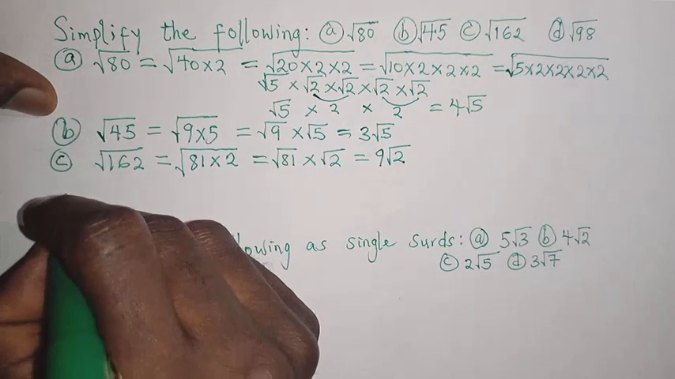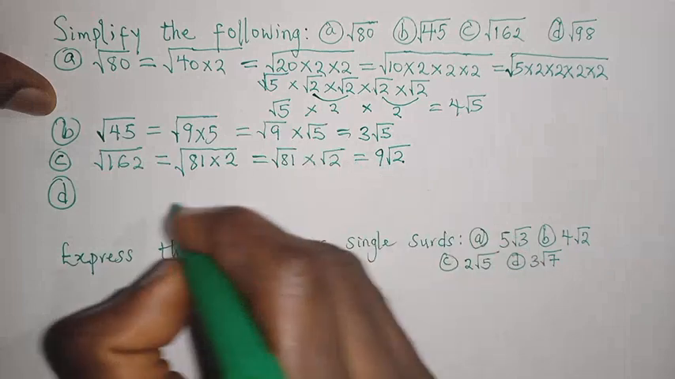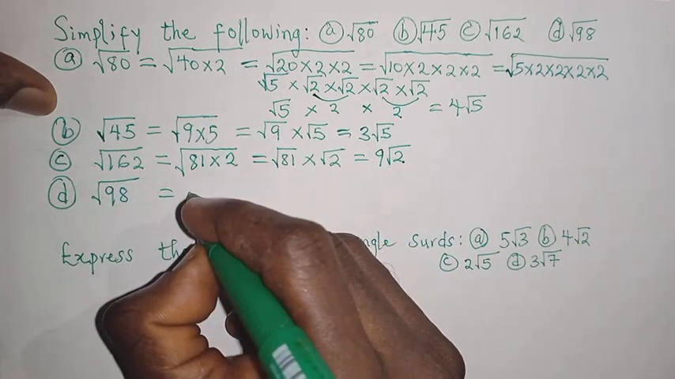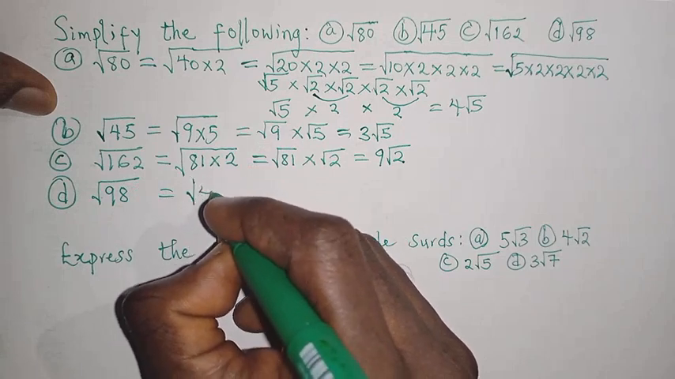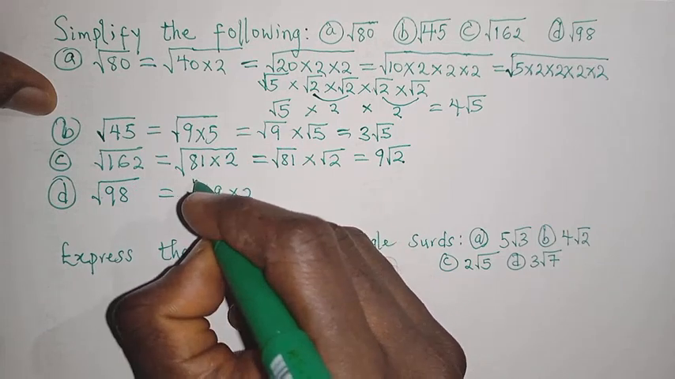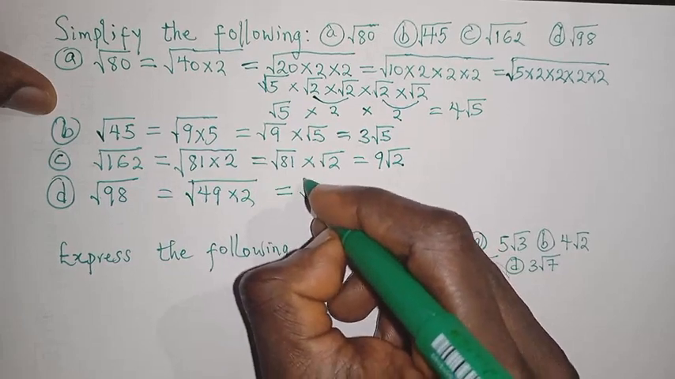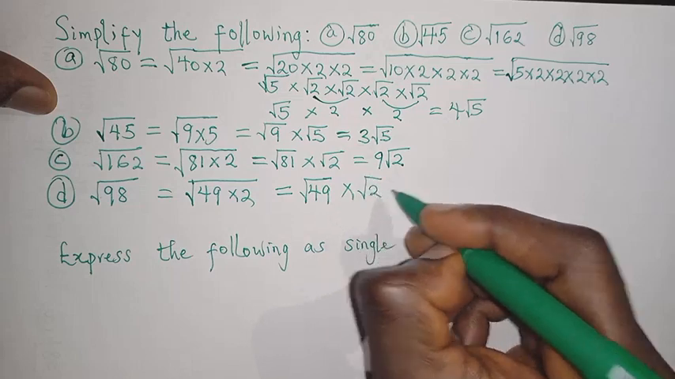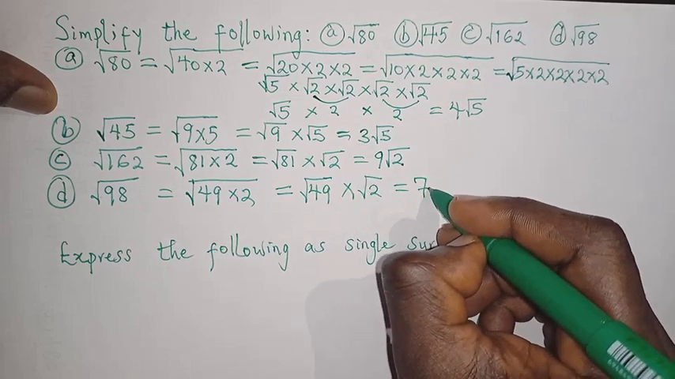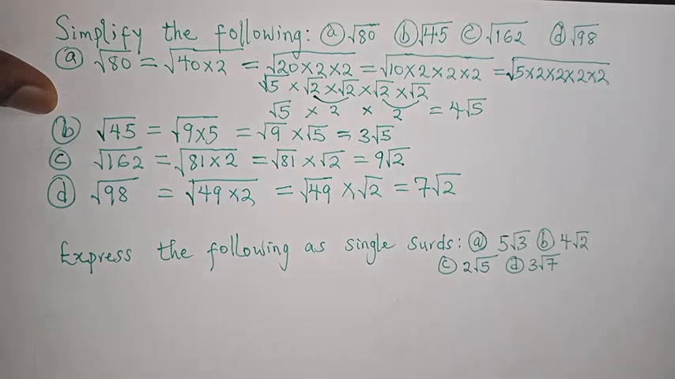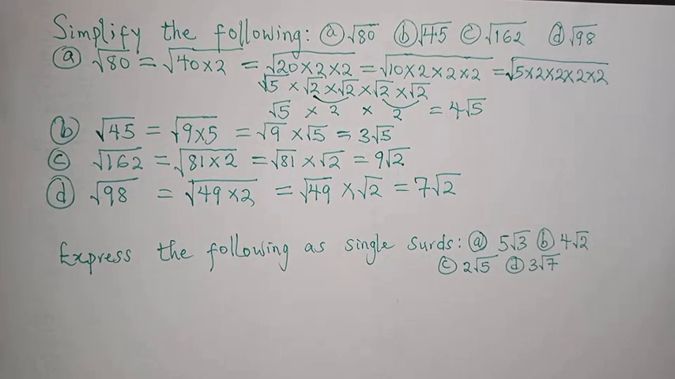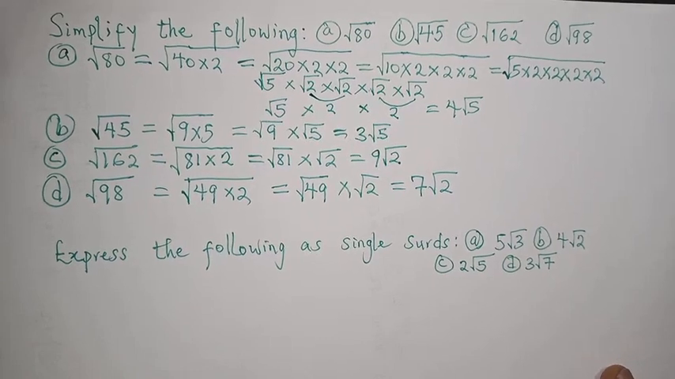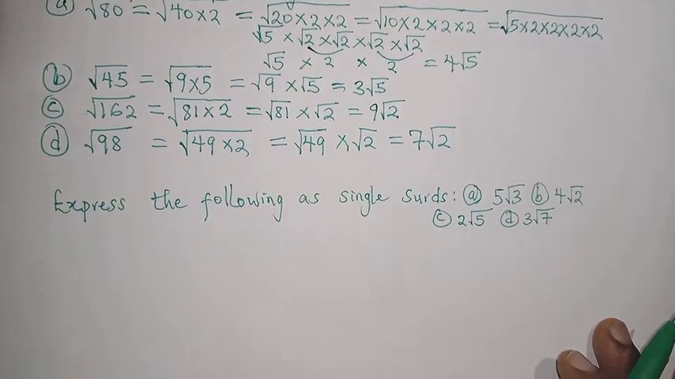Then the final one is the square root of 98. And 98 can be broken into 49 times 2. 49, like you know, is also a perfect square. So the square root of 49 is 7. So this is going to give me 7 root 2. So that's it. That's how you simplify surds. Very, very simple.